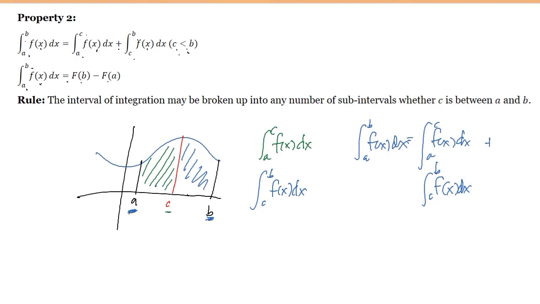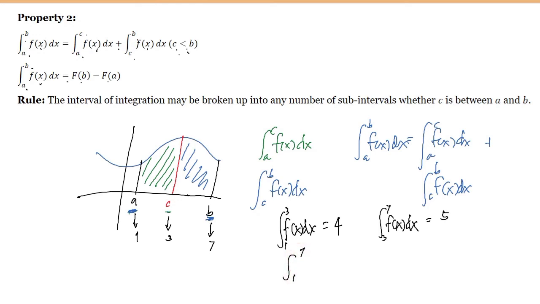If we put a numerical representation, if a here is equal to 1, and this c here is equal to 3, and this b here is equal to 7, and the integral of f of x dx from 1 to 3 is equal to 4, and the integral of f of x dx from 3 to 7 is equal to 5, then we could say that the integral from the limit of 1 to 7 of f of x dx is just equal to the sum of the integral from 1 to 3 and 3 to 7.